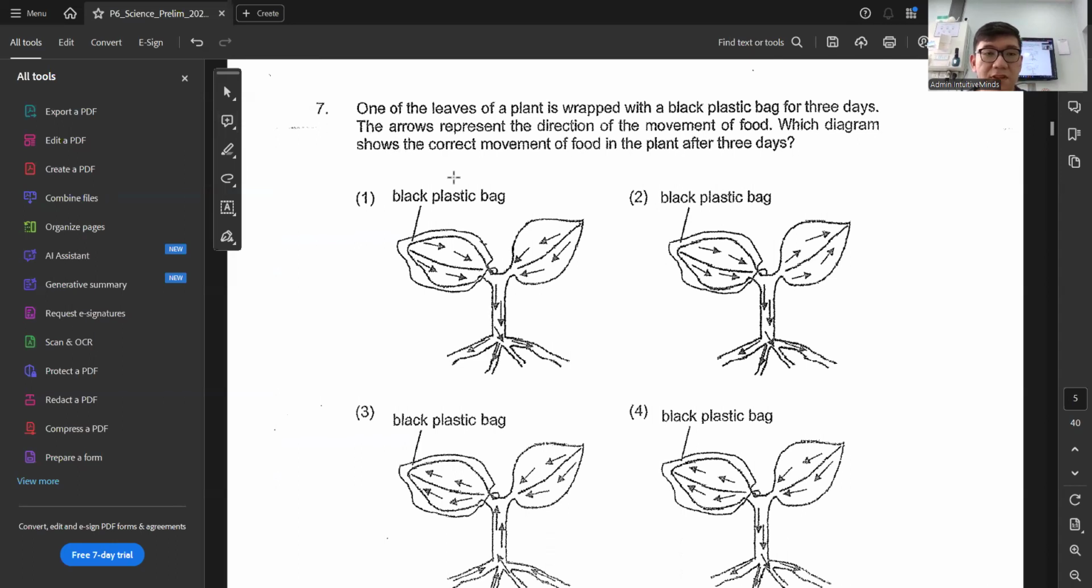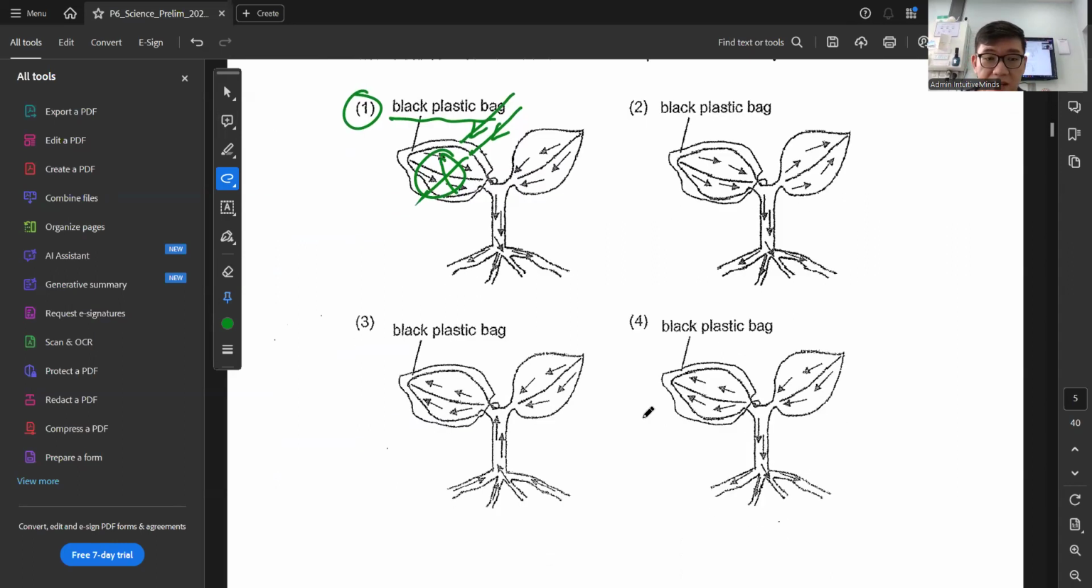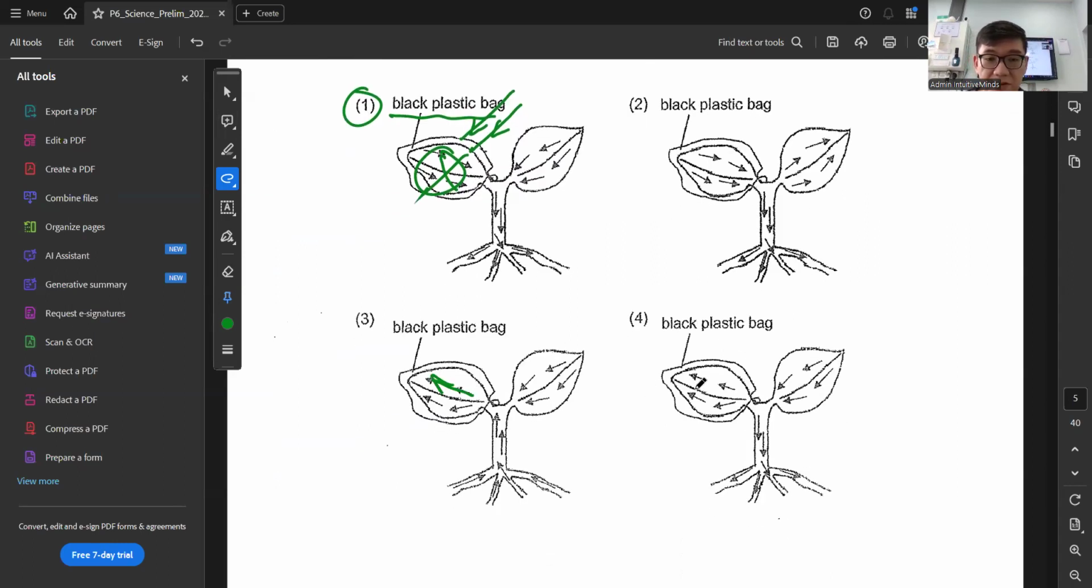So for this question, Mandy put 1, which is not the answer. Why is that so? It's because the black plastic bag prevents the sunlight from reaching the leaf. So the food cannot be flowing like that. It has to be either 3 or 4 where the food is flowing this way, because the leaves need to survive. They're not making food.